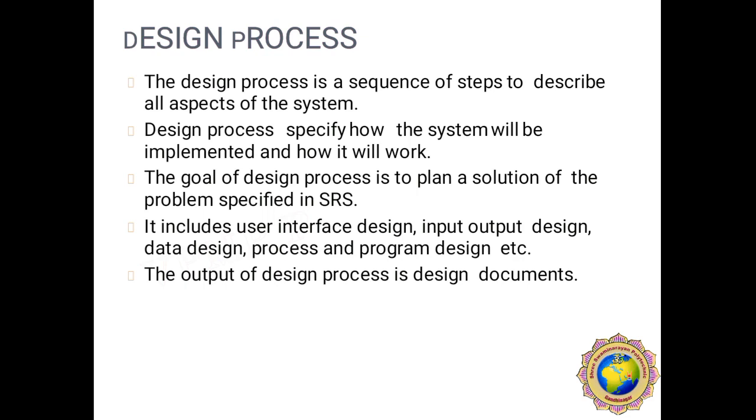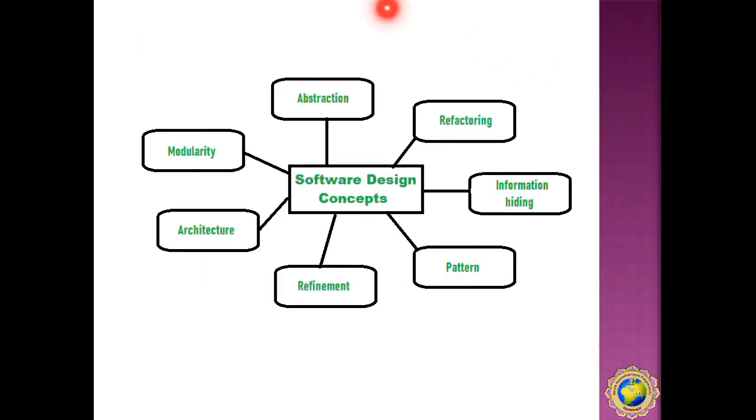So the design process is the most important thing. It includes user interface design, input output design, data design, process and program design, etc. The output of the design process is design documents. Okay, next, here is the flow chart, which means our figure about the design process.